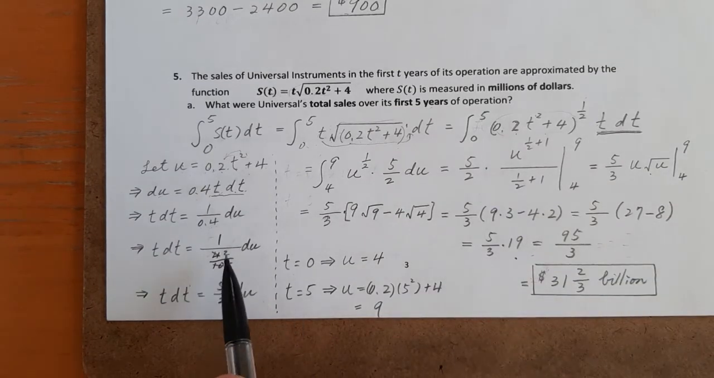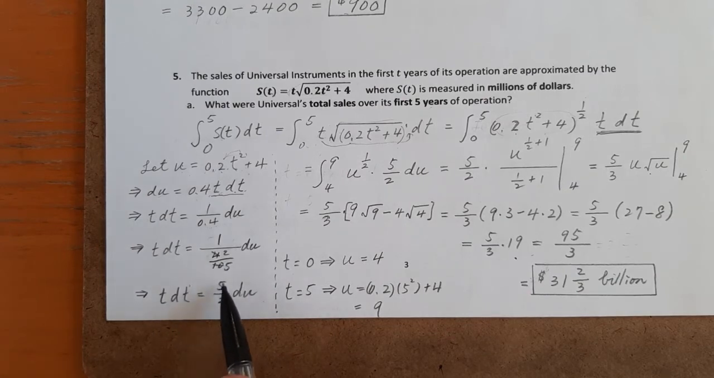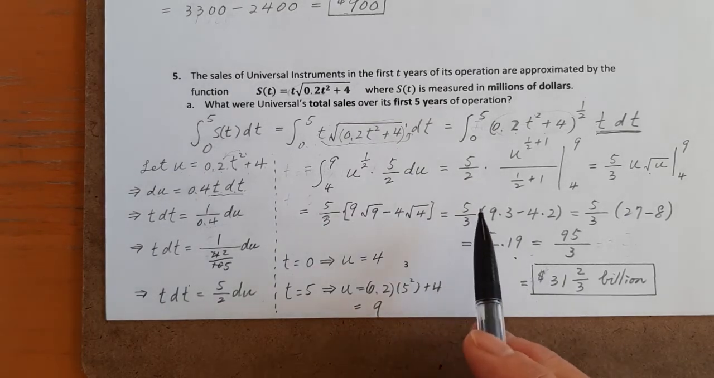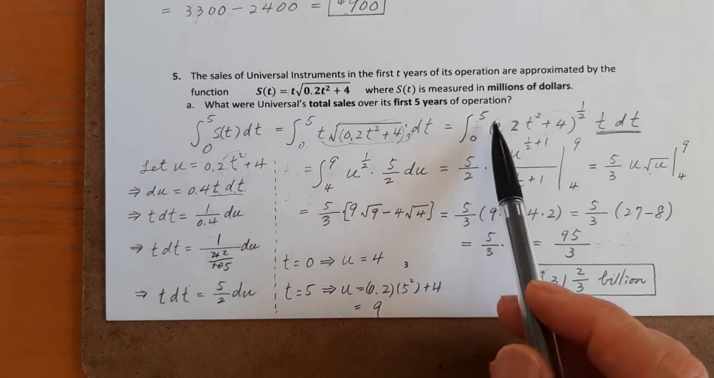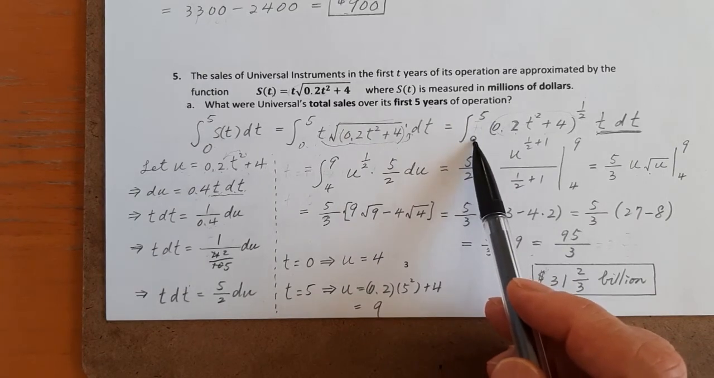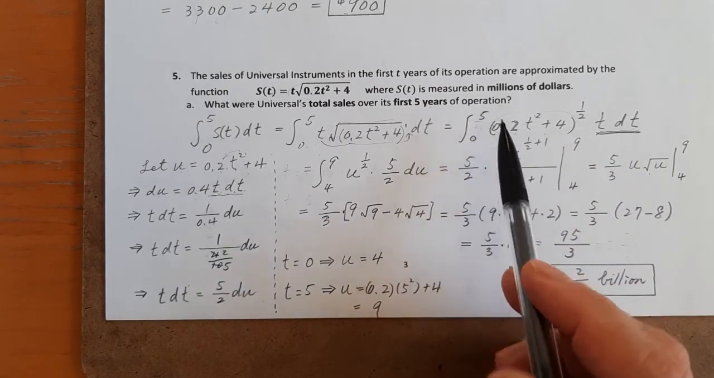And 0.4 is 4 over 10, reduced is 2 over 5, reciprocal. So t dt is 5 over 2 dt. Now we substitute in. And we also need to figure out the corresponding u, because here t goes from 0 to 5.